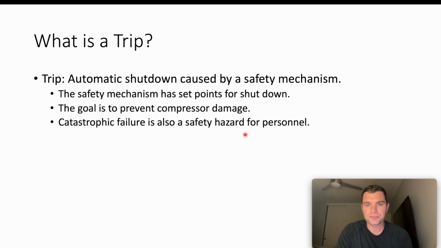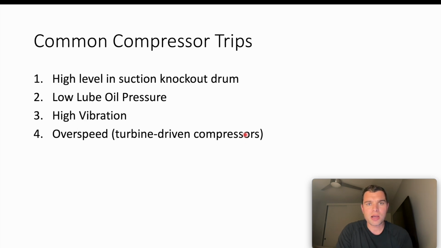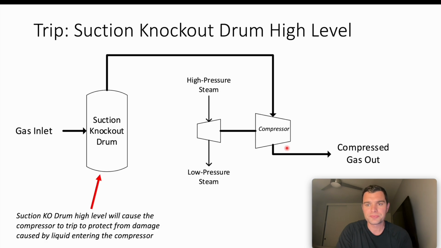There are four types of common compressor trips. There are many more than this, but I just want to go over four in this video. One is high level in the suction knockout drum. Two is low lube oil pressure. Three is high vibration. And four is overspeed, and that would be specific to turbine-driven compressors.